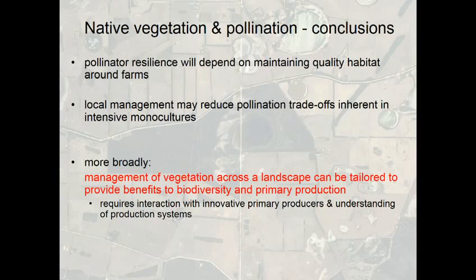So to conclude, pollinator resilience will depend upon maintaining quality habitat around farms. Local management can reduce pollination trade-offs inherent in intensive monocultures, and more broadly, for the whole talk, the management of vegetation across a landscape can be tailored to provide benefits to biodiversity and targeted to primary production as well, but this requires interaction with innovative primary producers and also an understanding of their systems and how they manage it.